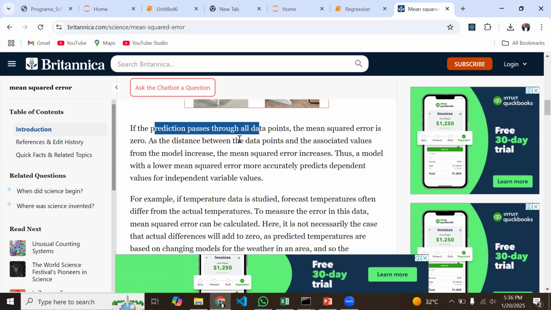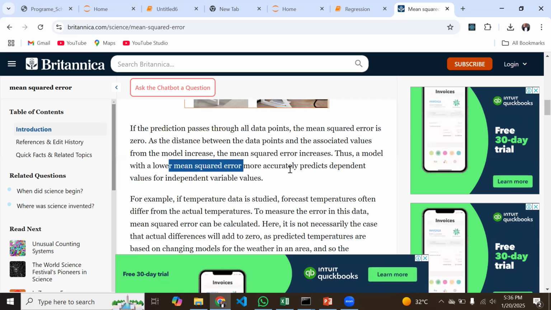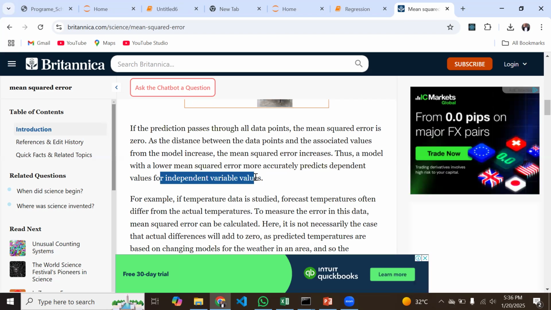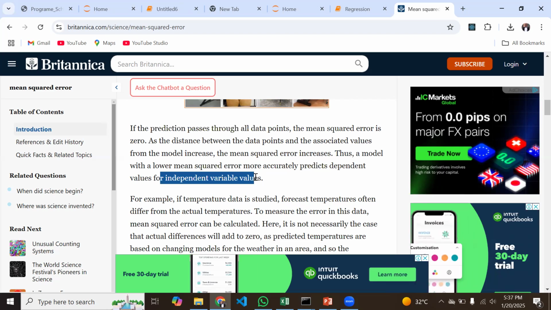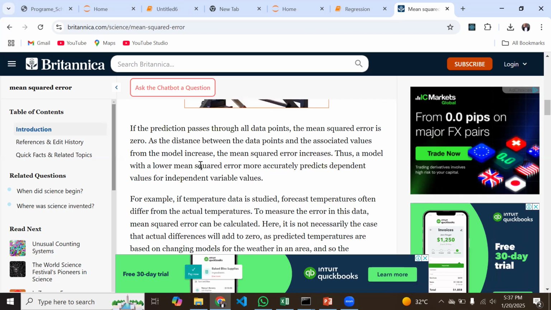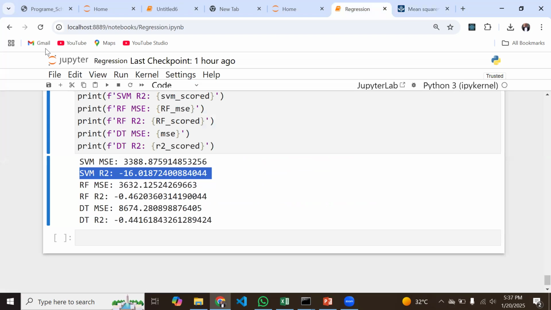Now, as the distance between the data points and the associated values from the model increases, the mean squared error increases. Thus, a model with a lower mean squared error more accurately predicts dependent values from the independent variable. So the point is, the lower the mean squared error, the better for us. Let me repeat that. It says the model with a lower mean squared error, because at the end of the day, I think I explained this the last time, but let me just touch on it again. At the end of the day, it is a variance.